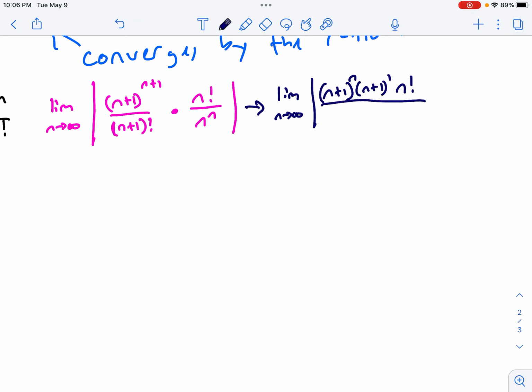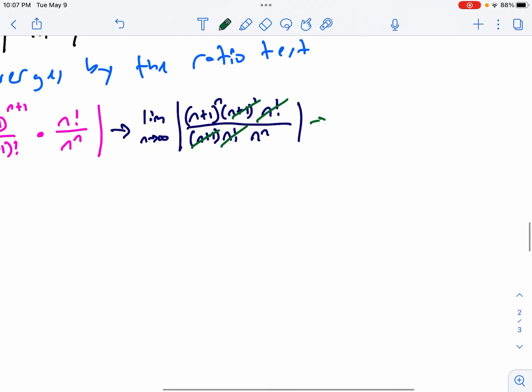And then on top we have another n factorial. Then on the bottom, we already said we can pull out an n plus 1 and then n factorial. It's a trick you want to remember. And then there is an n to the nth as well. Okay, let's close the absolute value. Maybe we have some canceling out. The n factorial cancels out, the n plus 1 cancels out. And so this becomes the limit as n approaches infinity of n plus 1 to the nth power over n to the nth power.